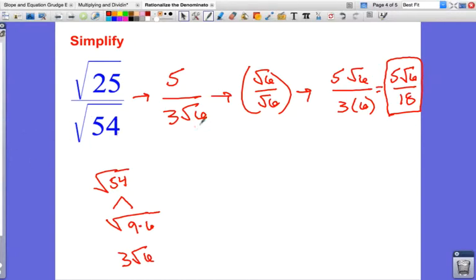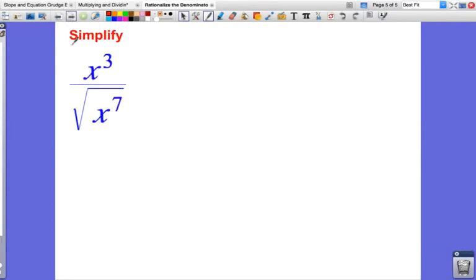Had I not done this step first, had I just multiplied all of this by the square root of 54 in the beginning over square root of 54, I would have gotten the same answer, but I would have had to actually reduce in the end instead of simplifying in the beginning. That's the only difference. One last problem with more variables, x to the third over the square root of x to the 7th. So what we're going to do is let's go ahead and multiply by the square root of x to the 7th first over the square root of x to the 7th. Let's get rid of that radical.